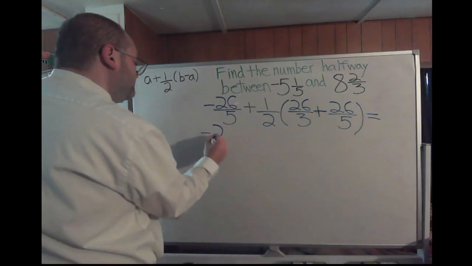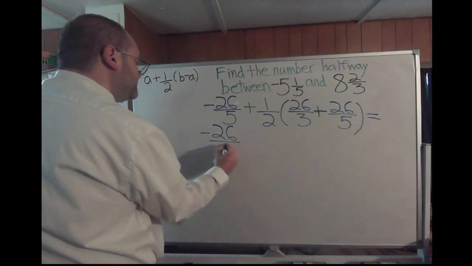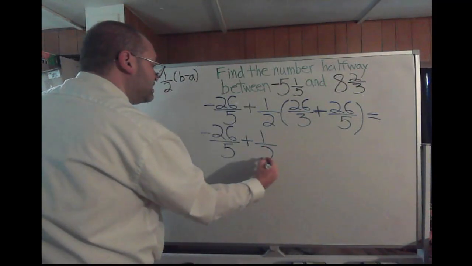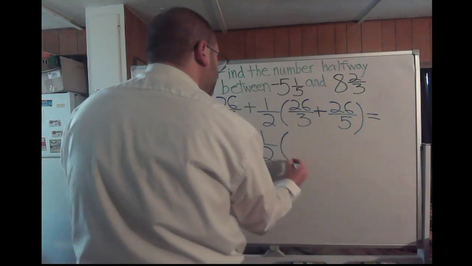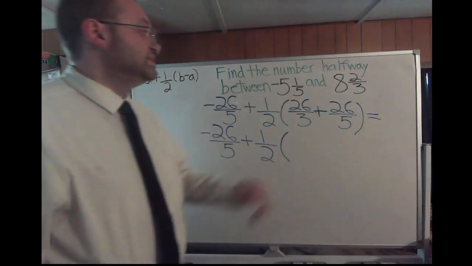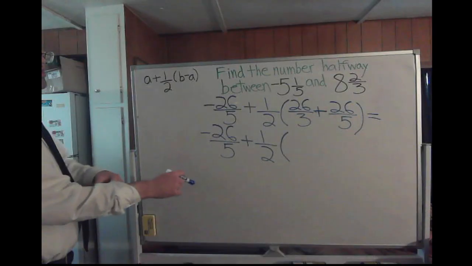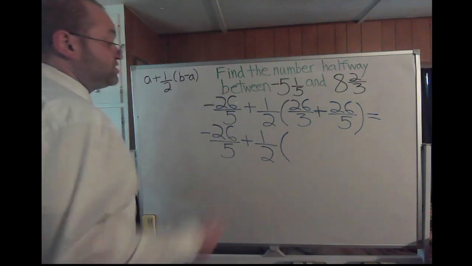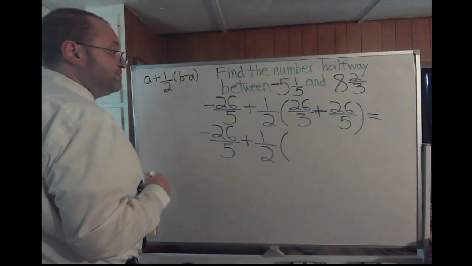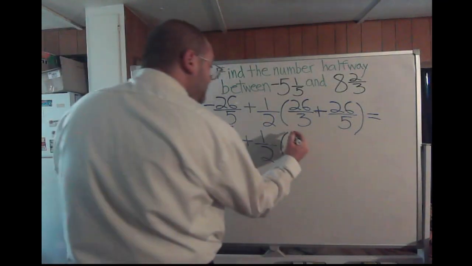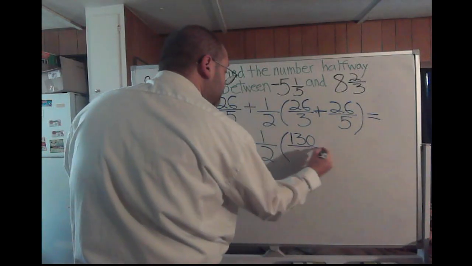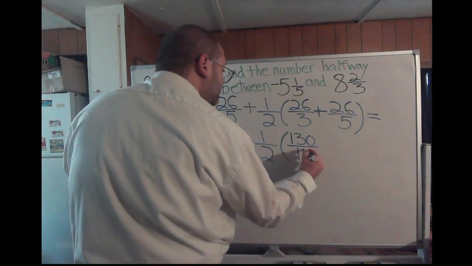You'll have your negative 26/5 plus your 1/2 times, okay, we need to come up with the least common denominator of 3 and 5. I think it's evident it's going to be 15. So you're going to have to multiply your first fraction, the numerator and denominator, both by 5. So 26 times 5, that's going to be 130. Then 3 times 5 is 15. You'll get 130 out of 15.